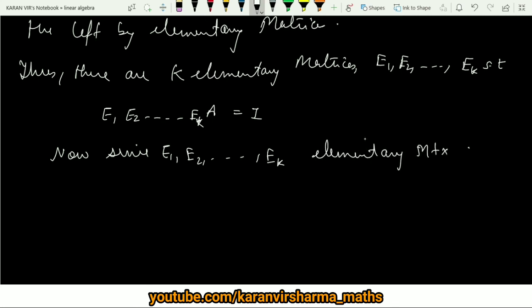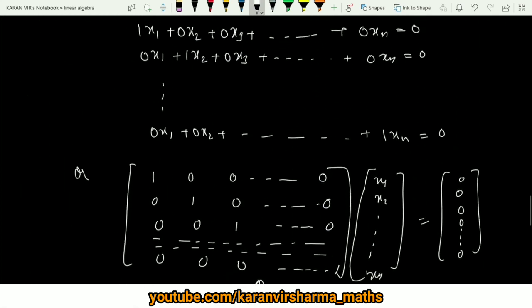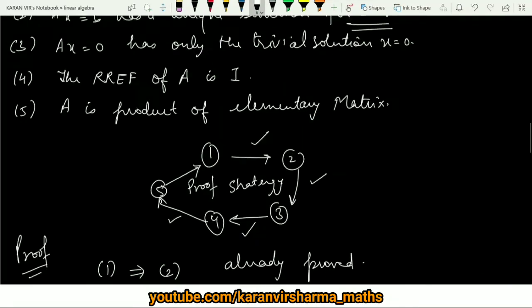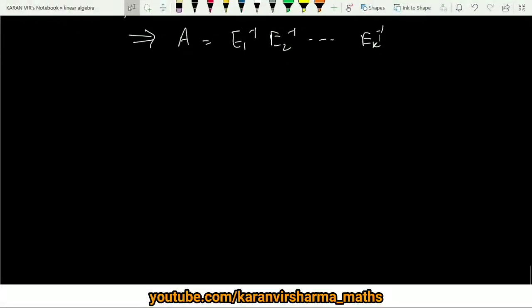And since all my elementary matrices are invertible, can I write that A can be written as E1 inverse, E2 inverse and so on to Ek inverse? So I have proved my fifth part, that A is nothing but the product of elementary matrices. So these are all my elementary matrices.